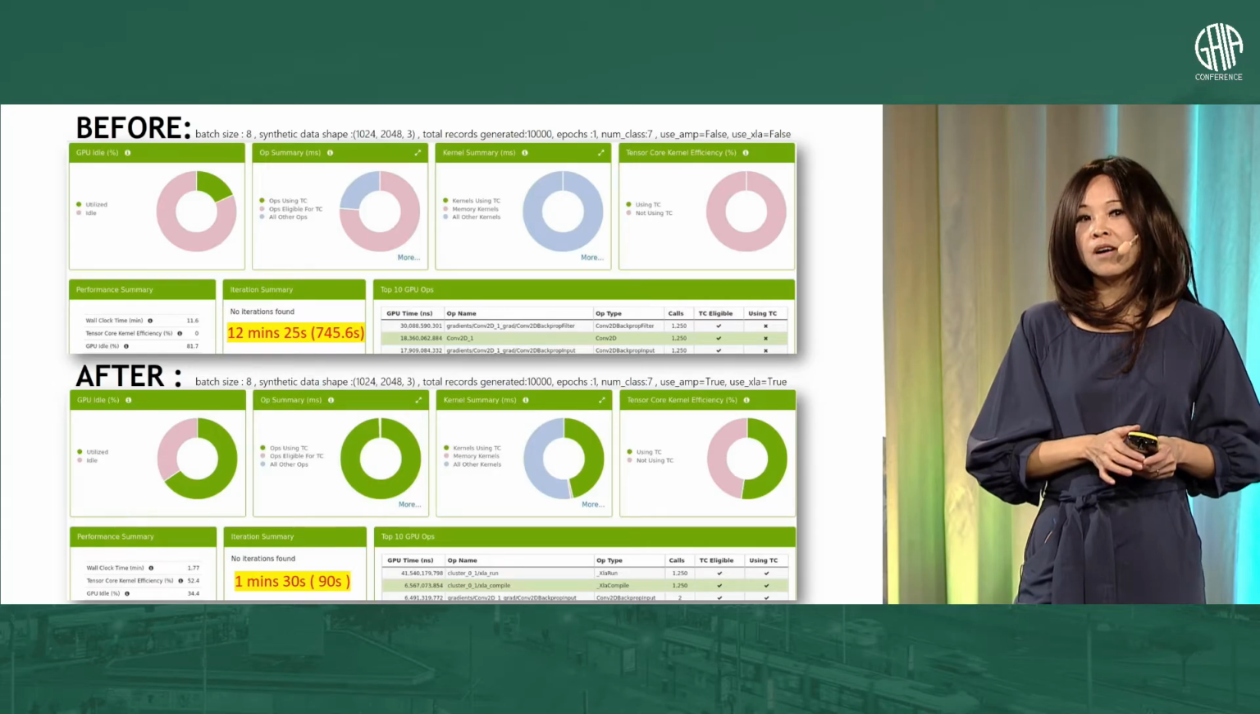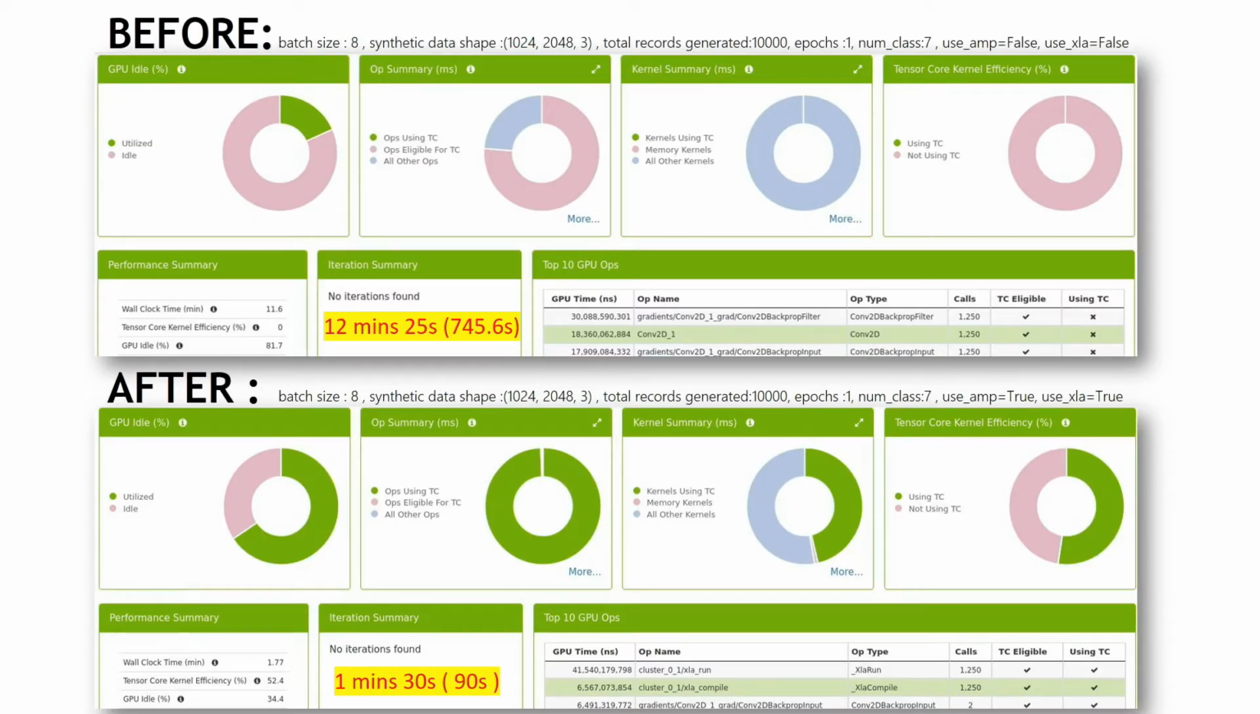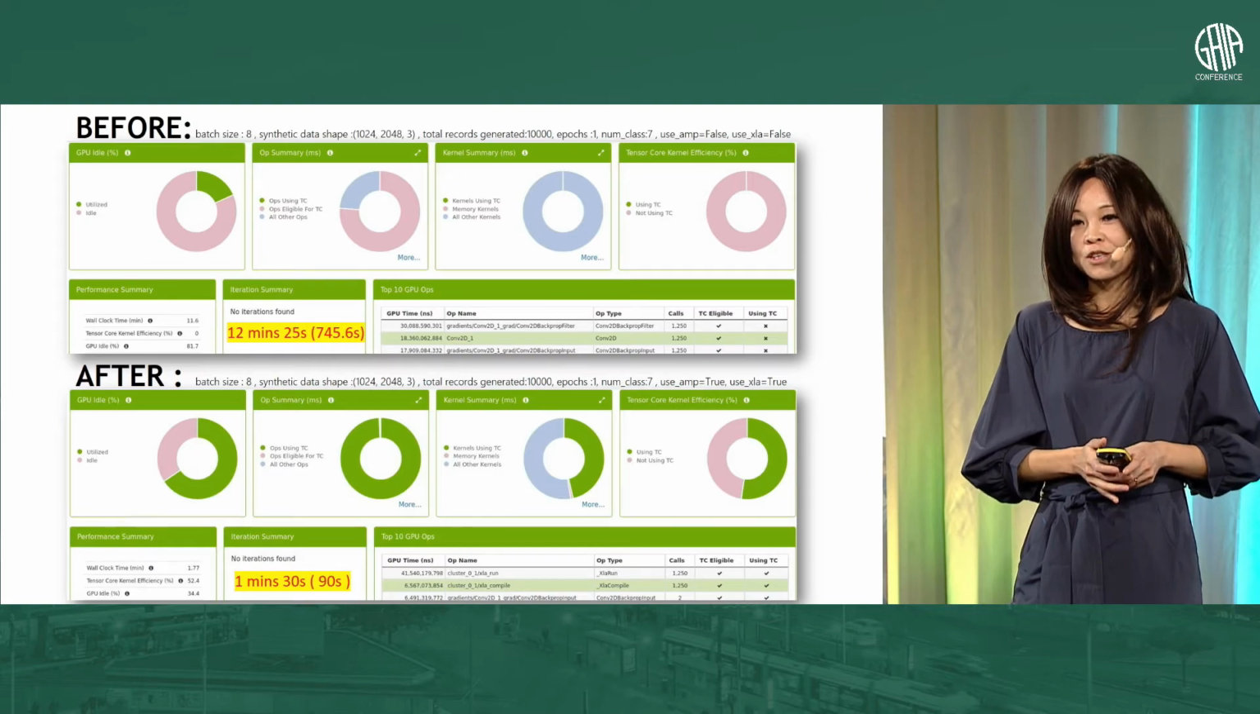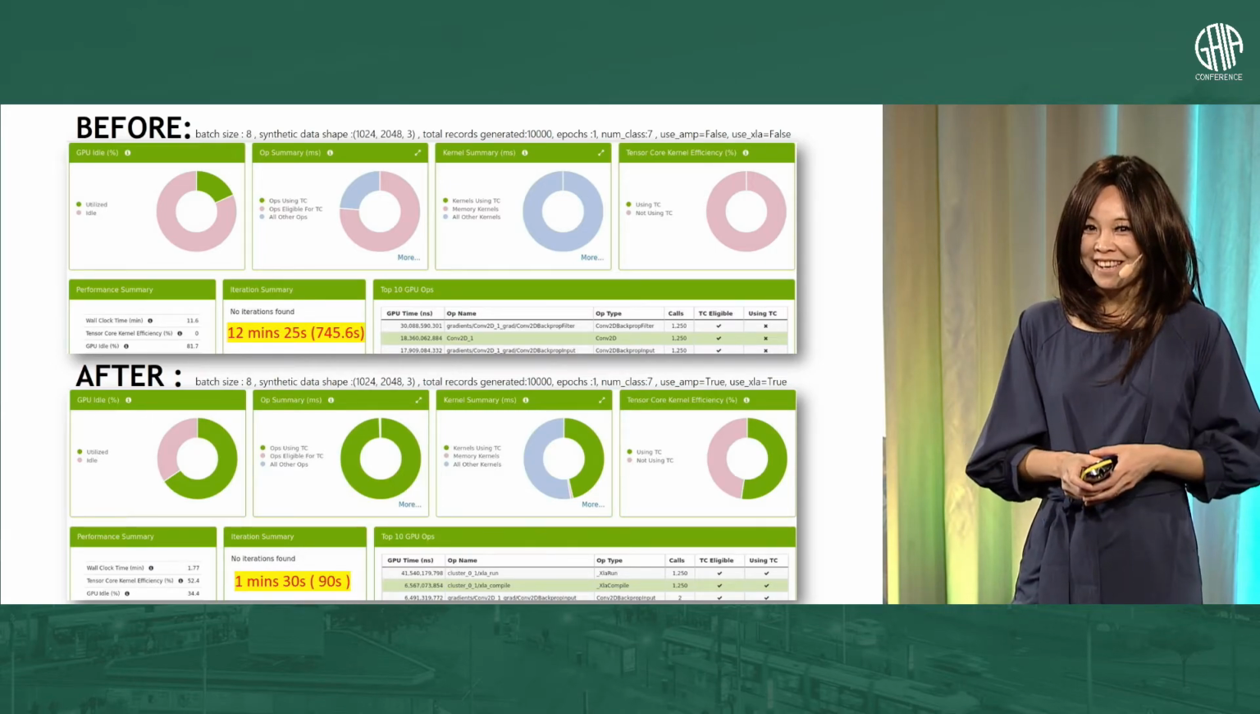This is our before versus after. Do you remember we said that it's better and faster? The faster part is here. One iteration, 12 minutes, 25 seconds before optimization. After optimization, now it's down to 1 minute, 30 seconds. One iteration. So, use it, please.